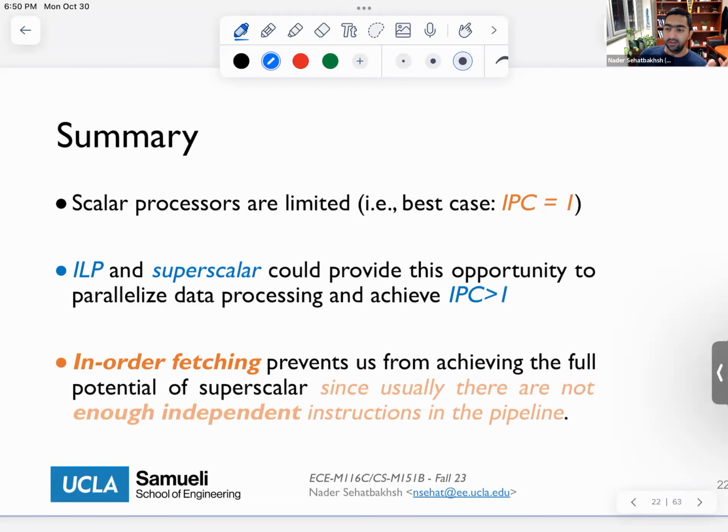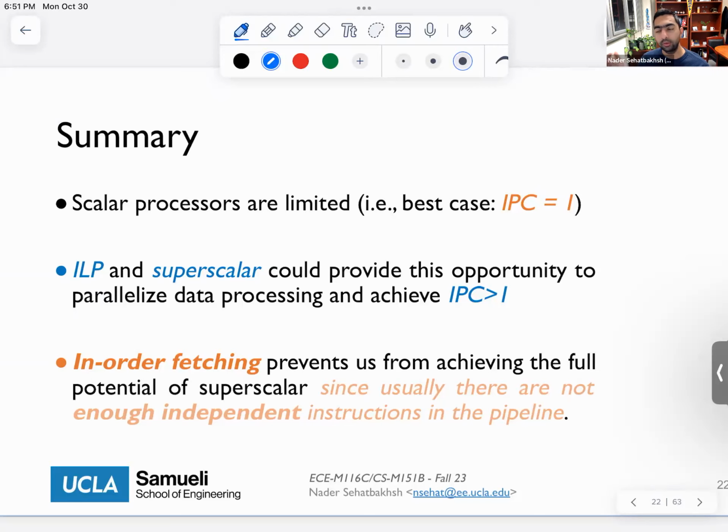So to summarize, scalar processors are limited to IPC equal to 1. So everything that we discussed from week 1 to last week was basically, at best, we can achieve IPC 1. But then we can introduce what we call instruction level parallelism, in other words, superscalar, which in theory can achieve much higher IPC, so IPC more than 1.